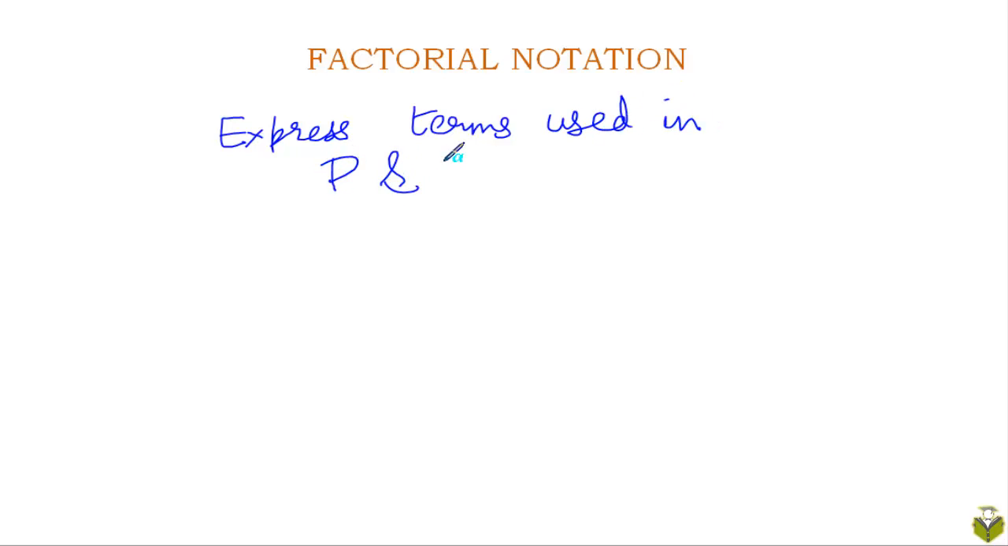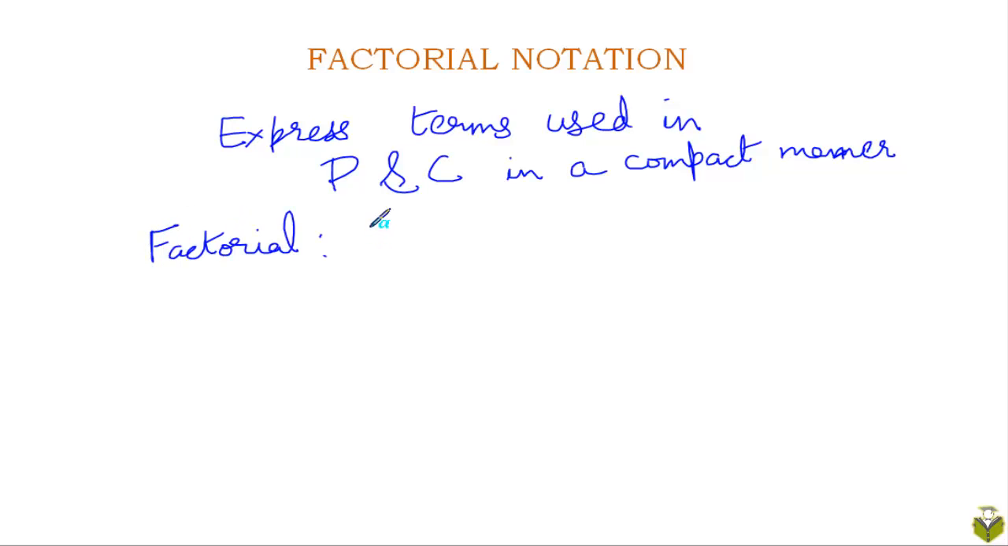In this lecture, we'll start a new topic of factorial notation. Factorial notation is basically used to express terms used in permutations and combinations in a compact manner. We will see soon what it means.